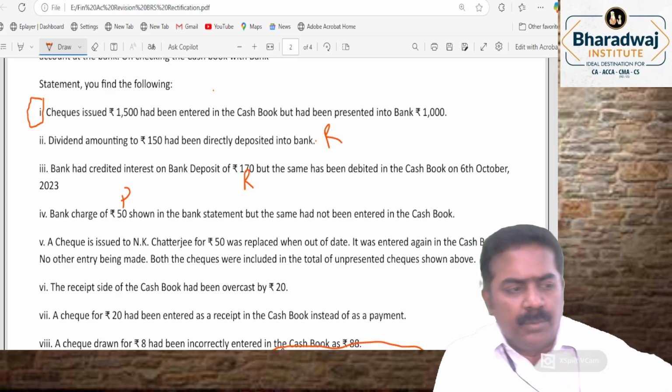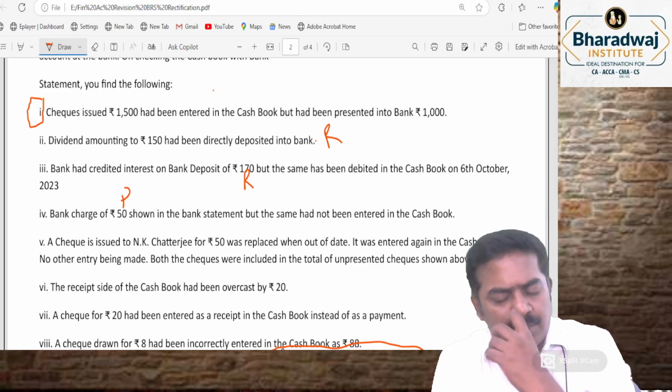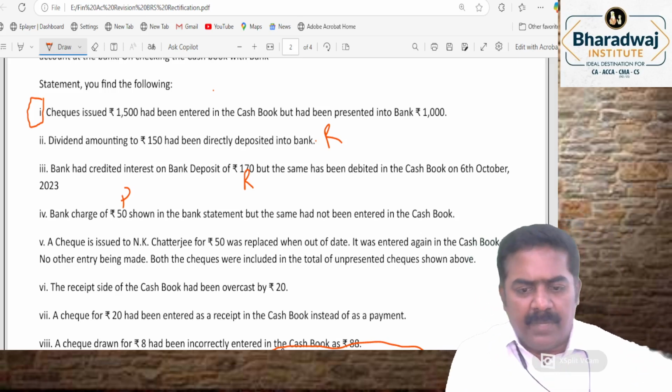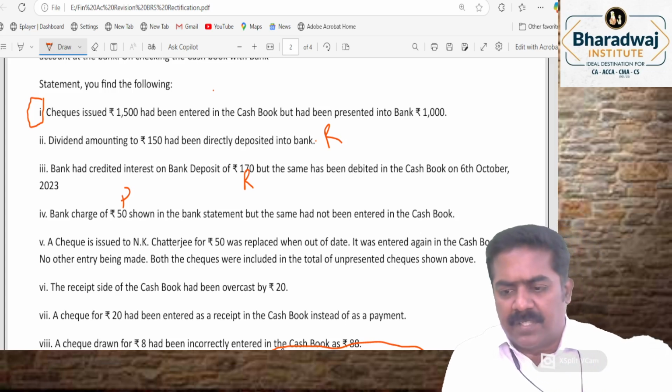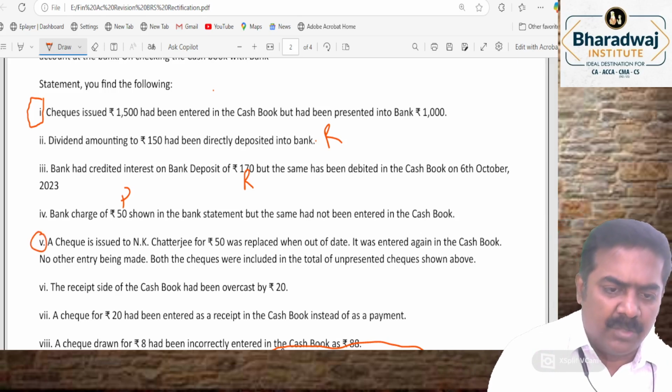A check issued to NK Chatterjee for 50 was replaced out of the date. This was entered in the cash book. No entry has been made. Both the checks were included in the total unpresented checks shown above. This is not recorded in passbook. Not an omission.